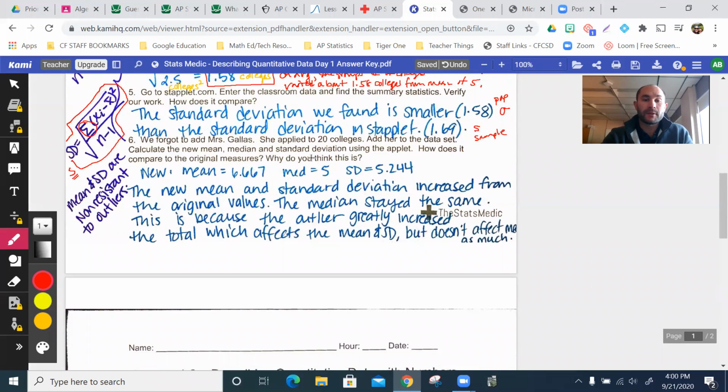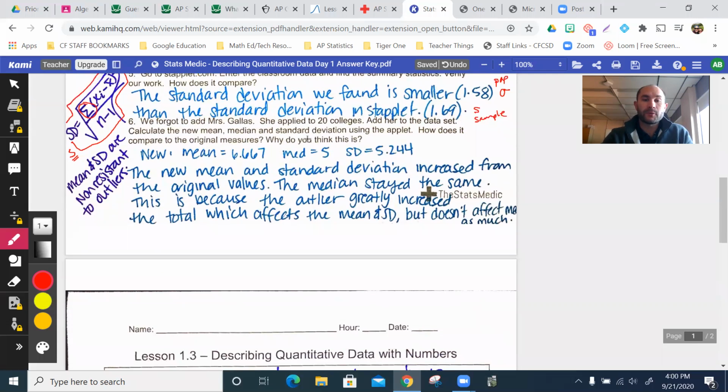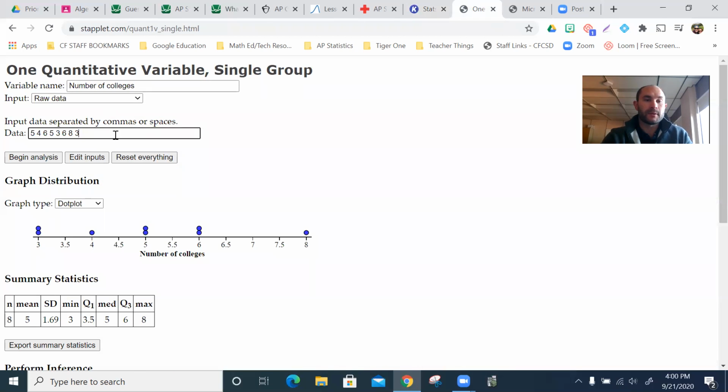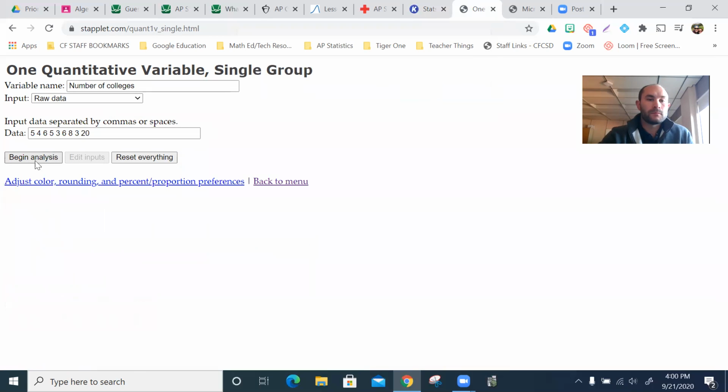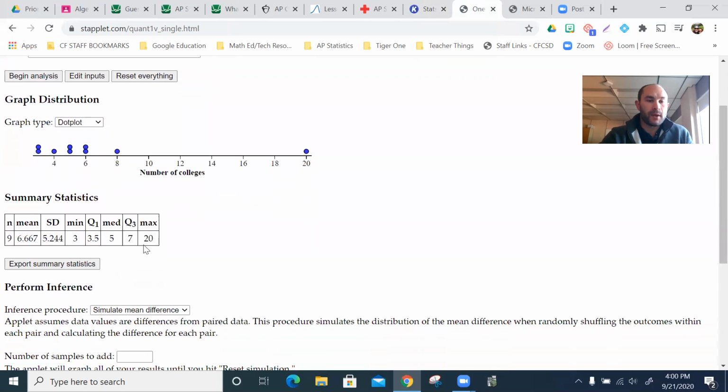So we forgot to add somebody to the class. They apply to 20 colleges. And how does this compare to the new measures once you calculate everything again? So if I just go to Statlet and I add in this person with 20, you can see that certain things change here, right? The mean is 6.67. The median though is the same and the standard deviation has gone up.